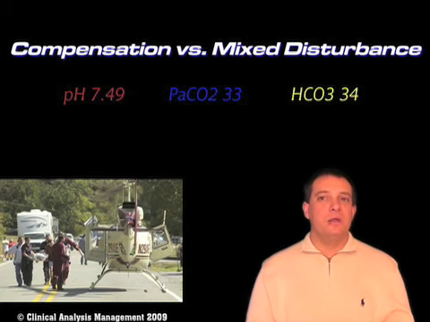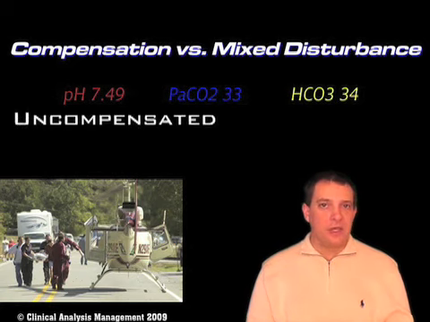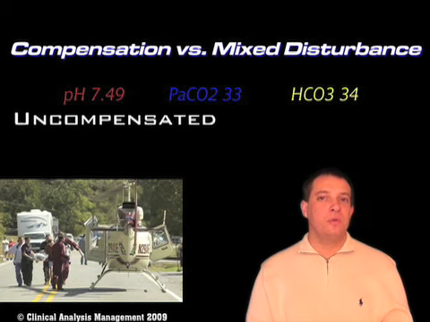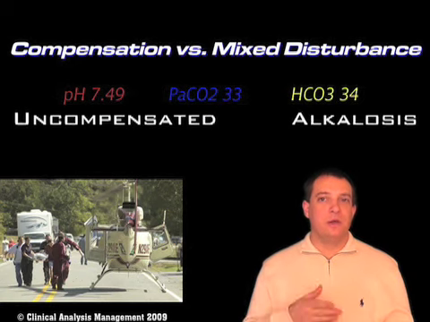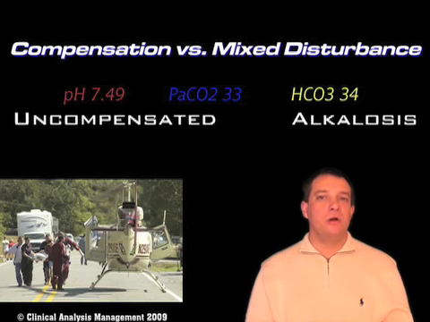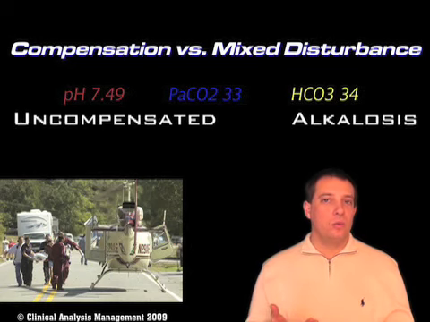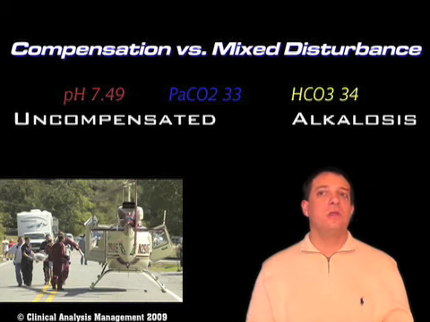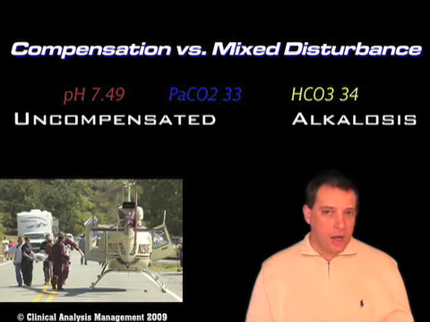And when we look, we know that the first name is uncompensated because it's not between 7.35 and 7.45. And we know that the last name is alkalosis, right? Because it's greater than 7.4. So we know that this is an uncompensated alkalosis. The question becomes which one matches. And when we look at the CO2, it is 33, and we know that a CO2 at 33 is acidotic, alkalotic, or normal. We know that a CO2 at 33 would be alkalotic, right?